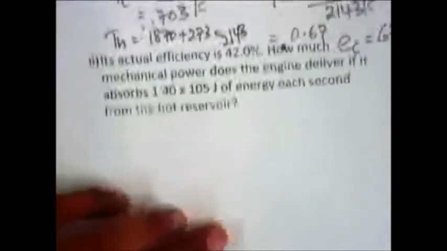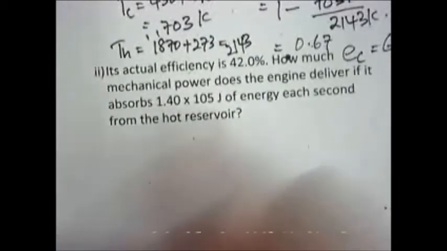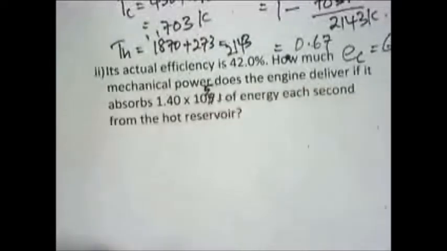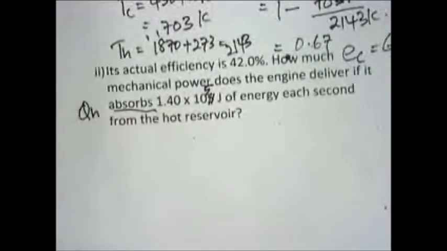Okay, but can you see it goes on and says the actual efficiency of that engine is 42%. Okay, so can you see there's a vast difference between the theoretical efficiency and the actual efficiency? So it says how much mechanical power does the engine deliver if it absorbs 1.4 times 10 to the power 5 joules of energy each second from the hot reservoir. So if it says absorbs, that means this is QH. Okay, that is not your work done, that is your QH.